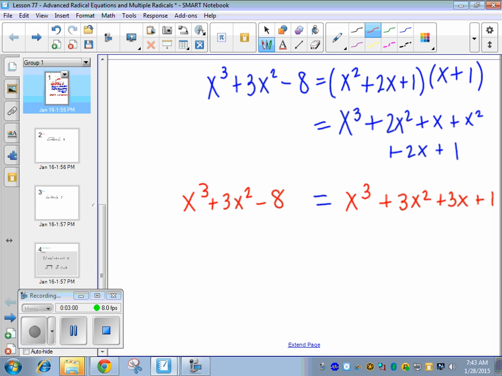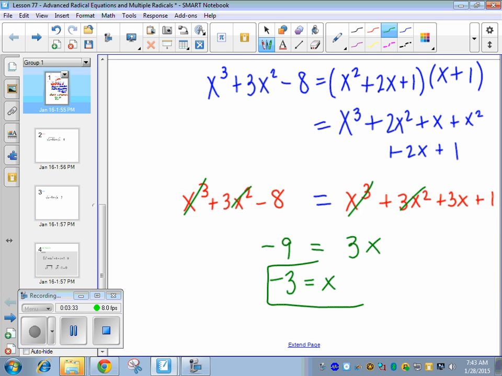Okay, what's going to cancel out? Alright, if you subtract x cubed from both sides, they will cancel out. What else is going to cancel out? Okay, 3x squared is also going to cancel out if you subtract that on both sides. So now I just need to subtract 1 over here, which gives me negative 9. And then I still have 3x. And then divide by 3. And we get negative 3 for x.